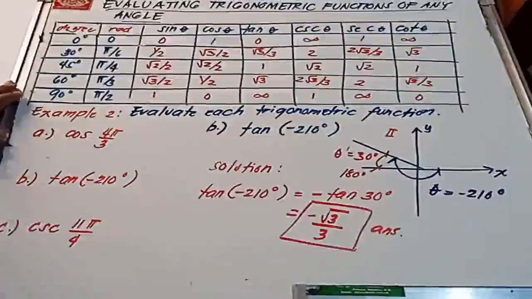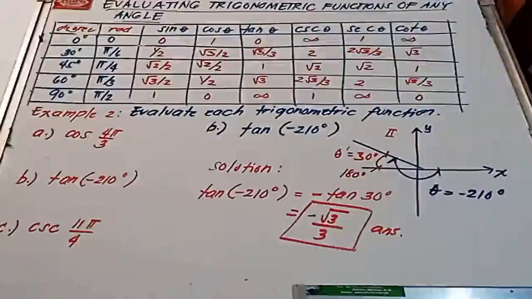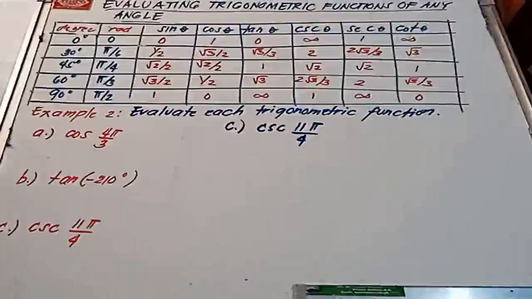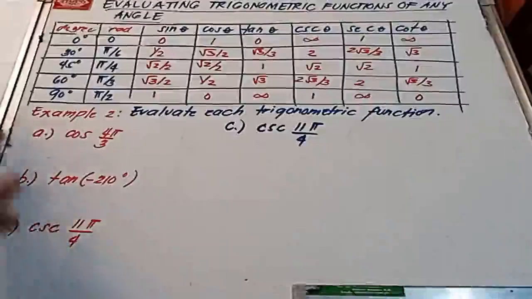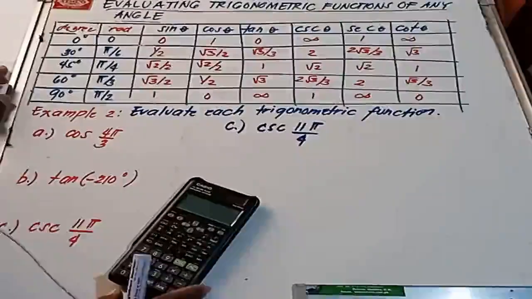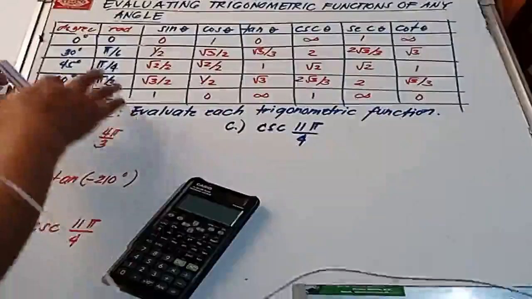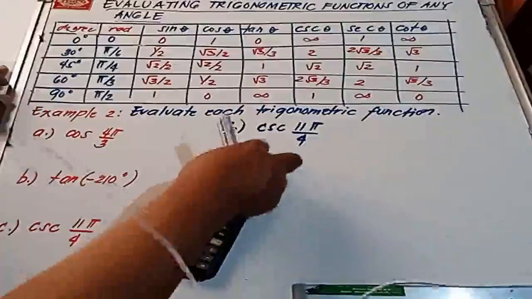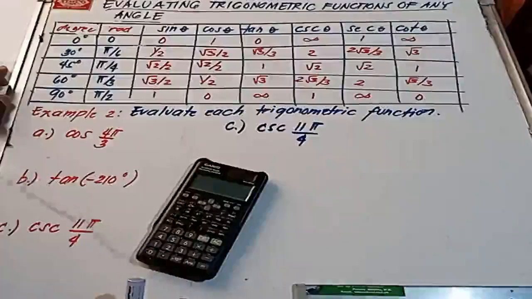Okay. So, that is our answer in letter B. Okay? Final example, last example is letter C. So here is the last example in evaluating trigonometric functions of any angle, theta. So we're going to evaluate cosecant 11 pi over 4 using the signs of the 6 trigonometric functions and using this table. Now, medyo unfamiliar tayo sa 11 pi over 4 kasi radian measure.